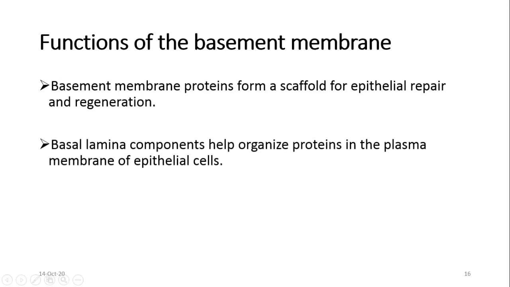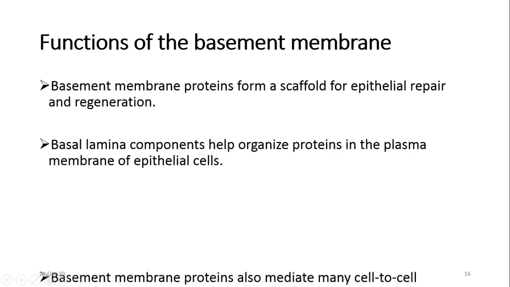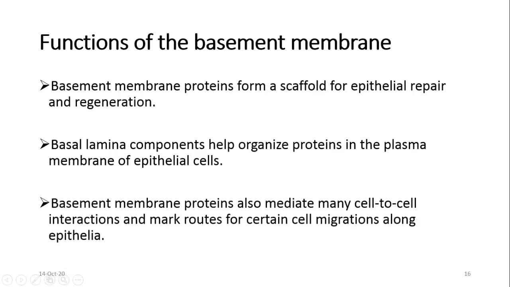The basal lamina components, which are laminin, type IV collagen, entactin, nidogen and perlecan, help organize the proteins in the plasma membrane of the epithelial cells. The basement membrane proteins also mediate many cell-to-cell interactions, and they mark the routes for certain cell migrations along epithelia.